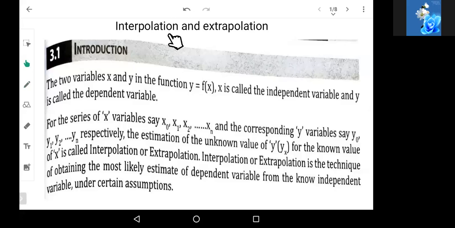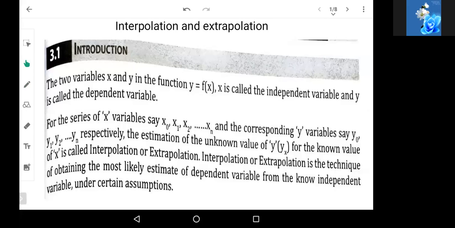Now, here again, like how we have learned correlation and regression, a little implication of those with the equations will be used in this chapter. A little, but the concept is different here. Okay. Now, let us understand what is interpolation, what is extrapolation, where is it useful.